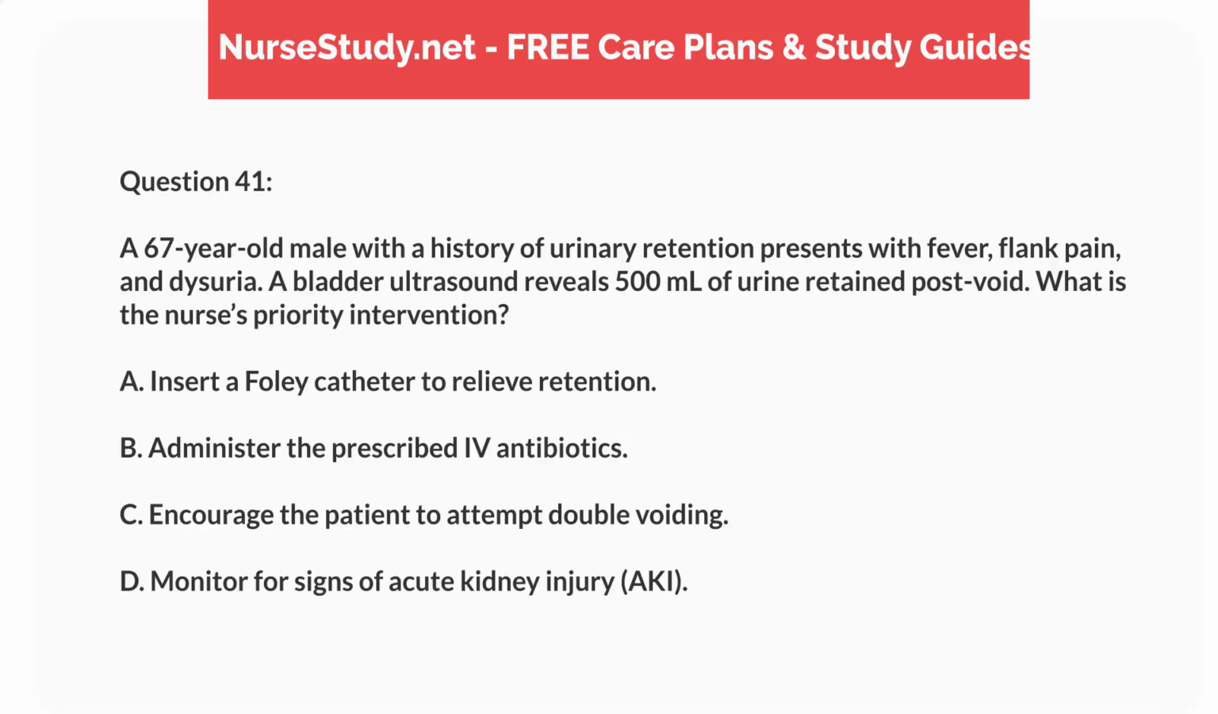Question 41. A 67-year-old male with a history of urinary retention presents with fever, flank pain, and dysuria. A bladder ultrasound reveals 500 milliliters of urine retained post-void. What is the nurse's priority intervention? A. Insert a Foley catheter to relieve retention. B. Administer the prescribed IV antibiotics. C. Encourage the patient to attempt double voiding. D. Monitor for signs of acute kidney injury, AKI.